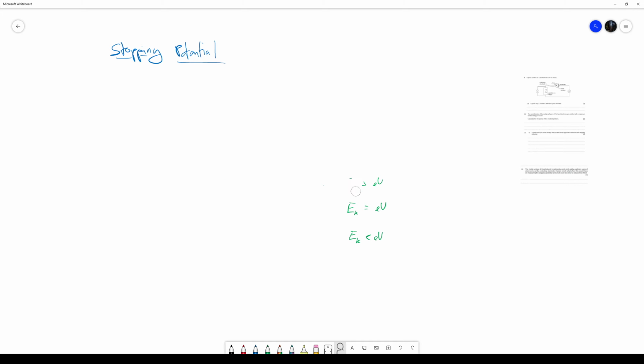Now then, what's this got to do with Planck's constant and stopping potential? Think about this. Here is a surface from which some electrons are going to be ejected with kinetic energy Ek.